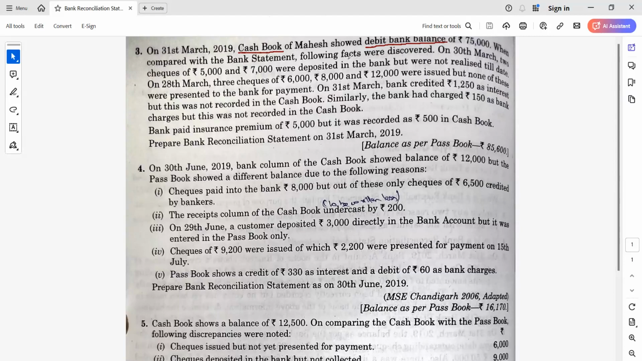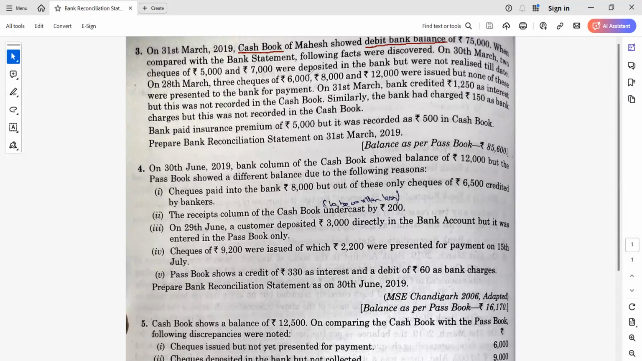Compared with the bank statement, the following facts were discovered. On 30th March, two checks of rupees 5,000 and 7,000 were deposited in the bank but were not realized till date. And on 28th March, three checks of rupees 6,000, 8,000 and 12,000 were issued, but none of these were presented to the bank for payment.